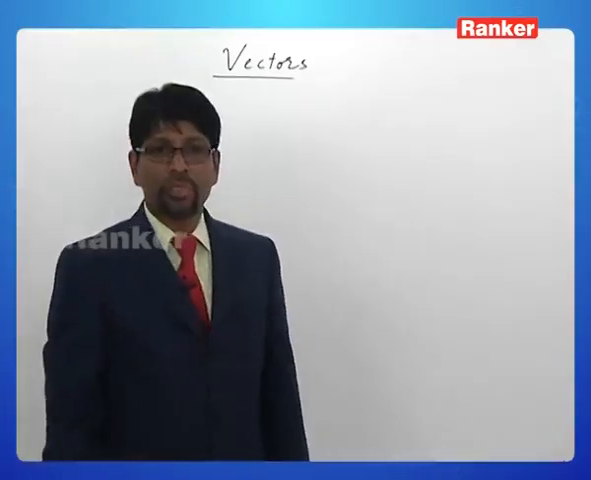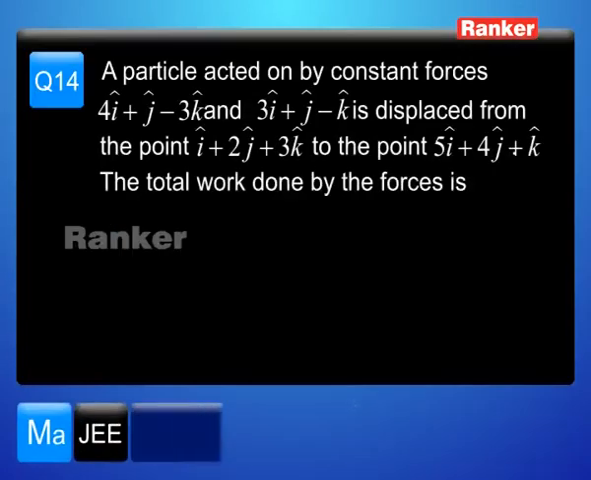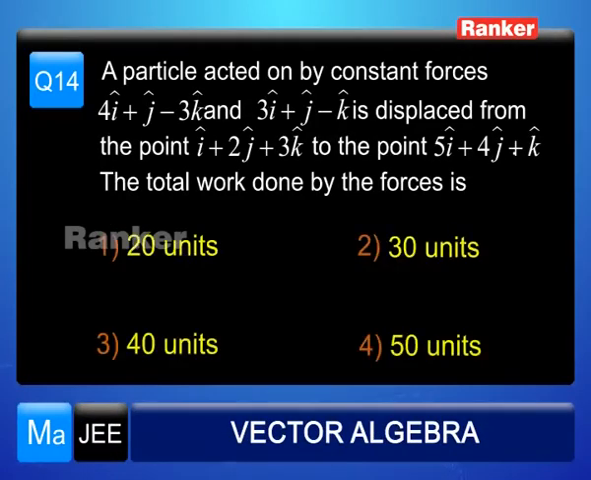Let's move on to question number 14. A particle is acted upon by constant forces 4i plus j minus 3k and 3i plus j minus k and is displaced from the point i plus 2j plus 3k to the point 5i plus 4j plus k. The total work done by the forces is: first option 20 units, second option 30 units, third option 40 units, fourth option 50 units.